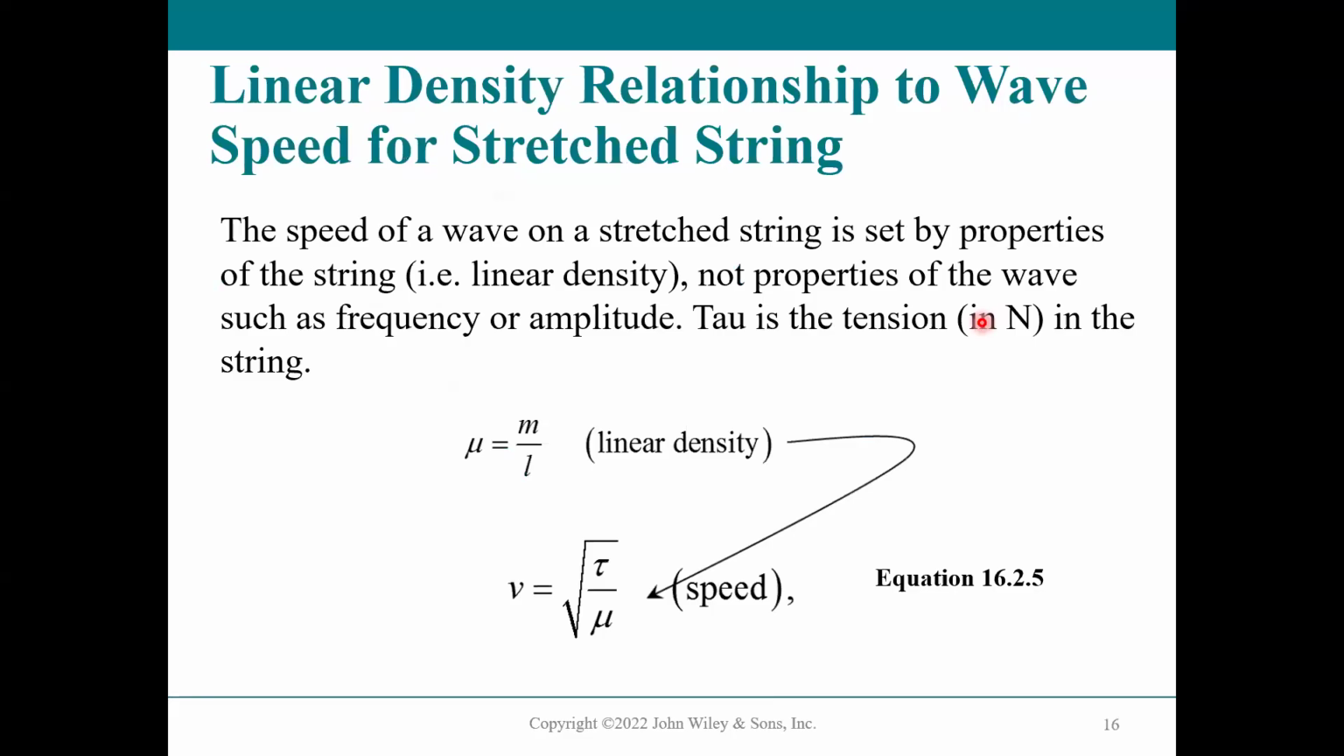Okay, this is the linear density and its relationship to wave speed for a stretched string. We define mu as the mass of the string divided by the length of the string. This is called linear density. And then the speed of waves here is the square root of tau divided by mu. Tau is the tension in the string.